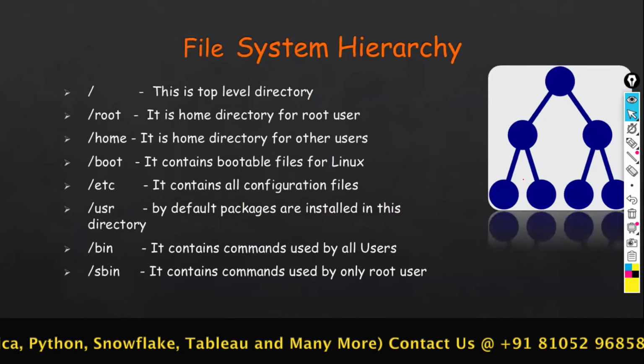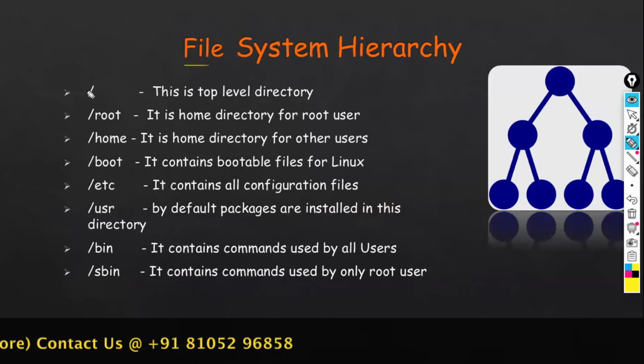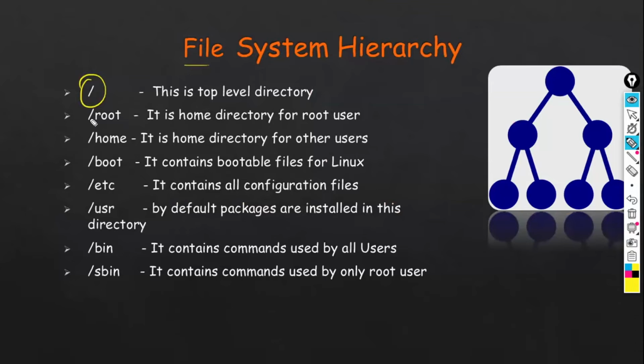What next? Yes. So the file system hierarchy looks like this. This is the top level directory. Under the top level directory, you have the root directory. The root directory is the home directory for the root user. The root user will stay inside the root directory. Again, under the top level root, we have the home directory also. What is this home directory about? It is the home directory for the remaining normal users.